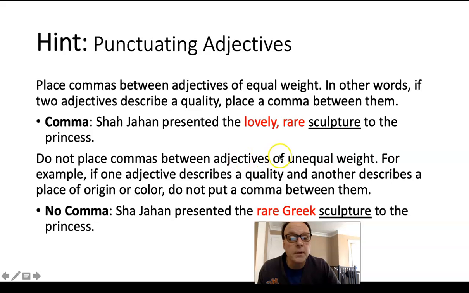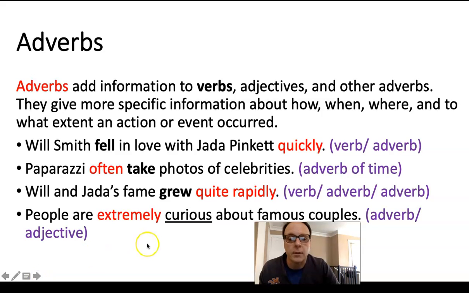Do not place commas between adjectives of unequal weight. For example, if one adjective describes a quality and another describes a place of origin or color, remember we had that whole list just a moment ago of order of adjectives. So if they're not in the same category, you don't need a comma. So: Shah Jahan presented the rare Greek sculpture. Rare is telling the quality, Greek is telling the origin, from Greece. So we don't need a comma. Again, like I said, super persnickety, this little rule here, but it is a rule that's important when you're learning about adjectives. So I share that with you.